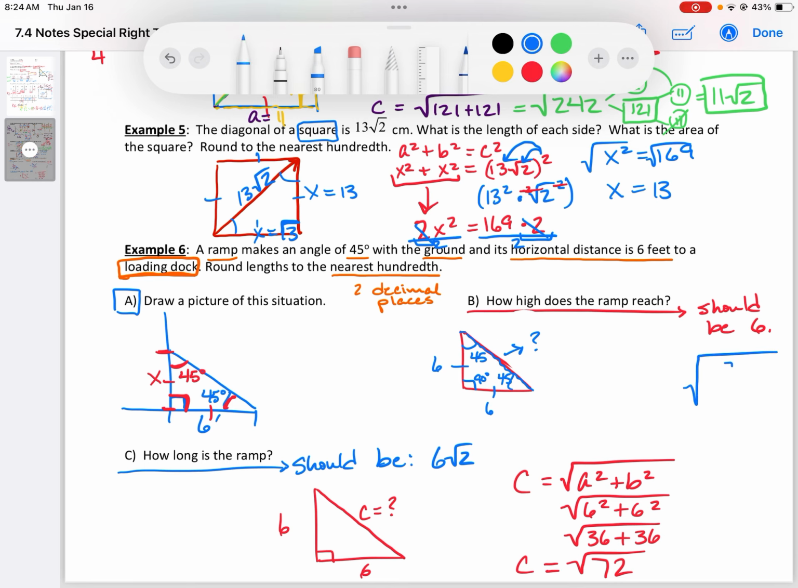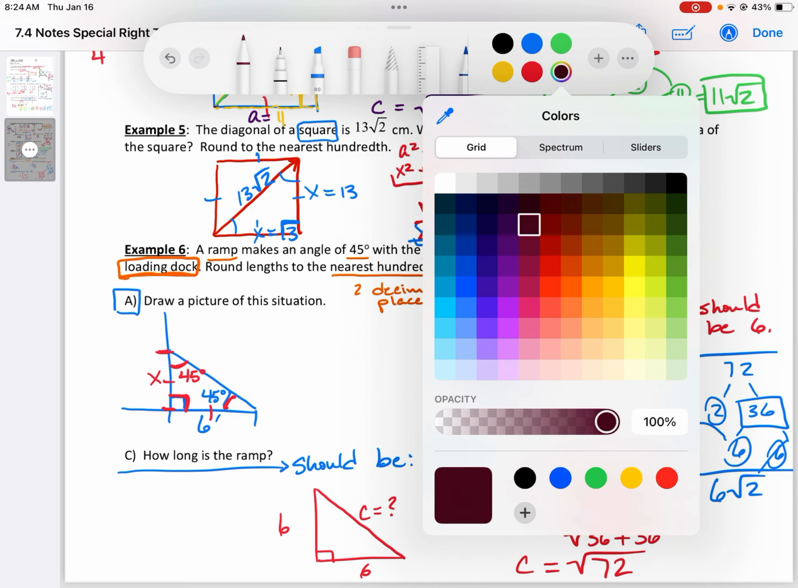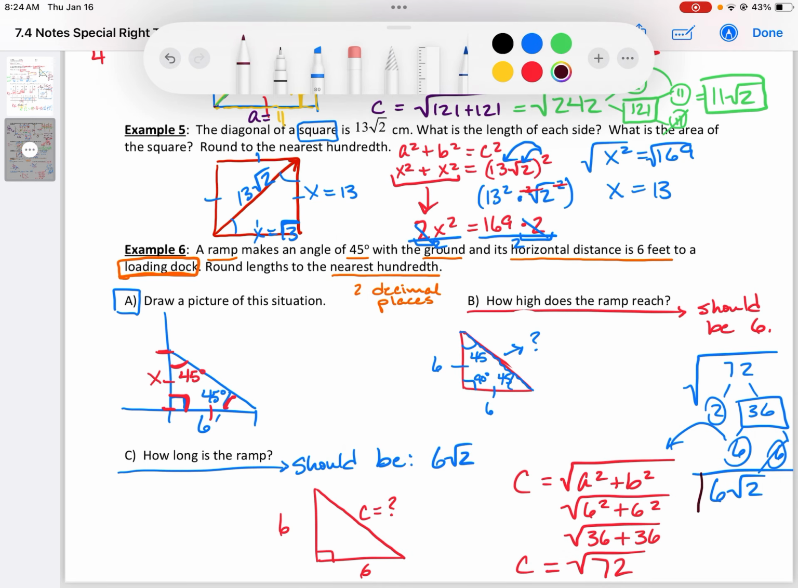And so I need to simplify that, split it into 2 and 36. 36 is a perfect square, so I put a square around it. It splits into its factors. I have 2 6s, so I can kick one out, and I'm left with 6 and the square root of 2. That is my final answer.